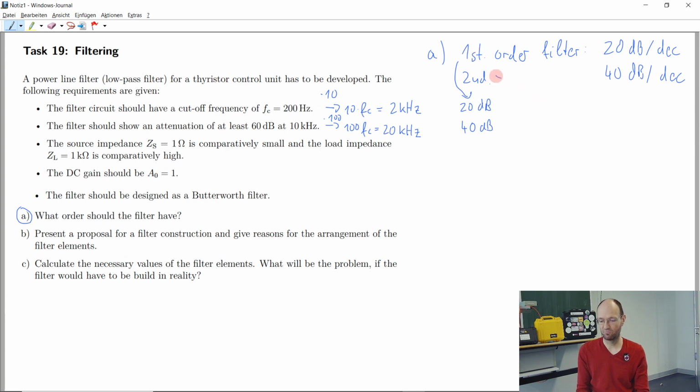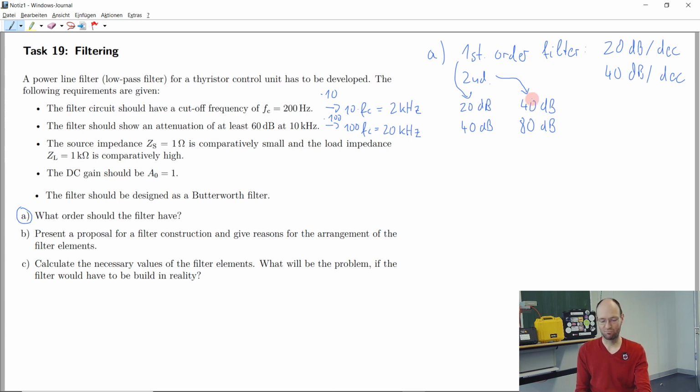So then if we check for the second order filter, for 1 frequency decade, we would have 40 dB. For 2 frequency decades, we would have 80 dB. And okay, this 60 dB at 10 kilohertz is somewhere in between. But probably this second order filter would be sufficient in this case. I would say we could just use this as a lucky guess at this time.